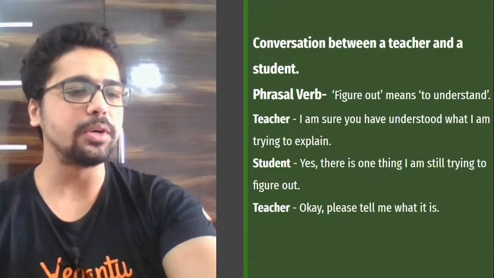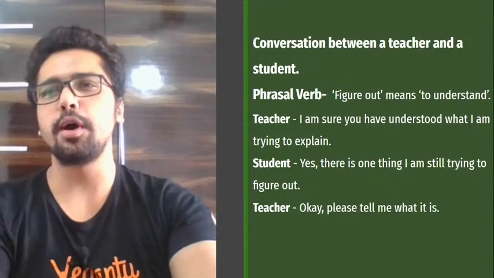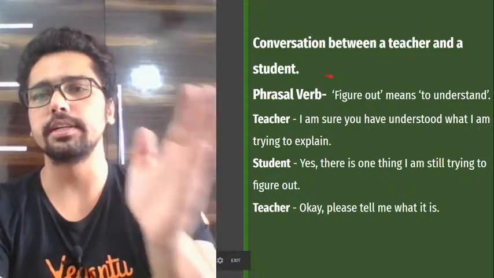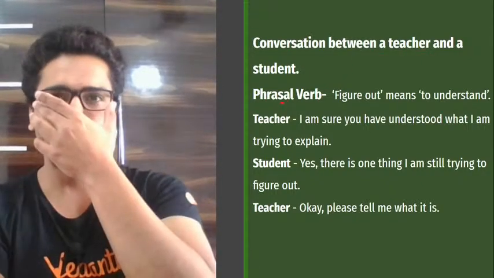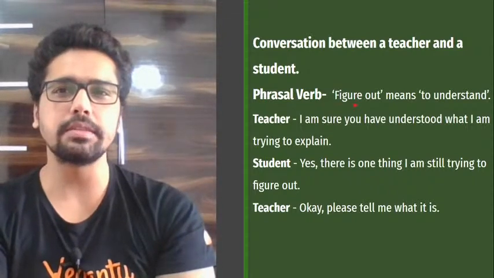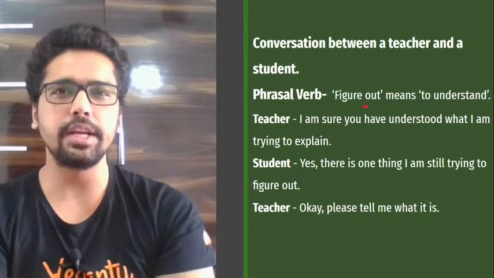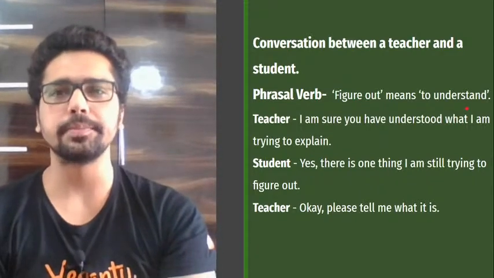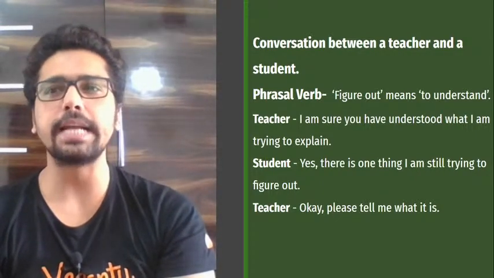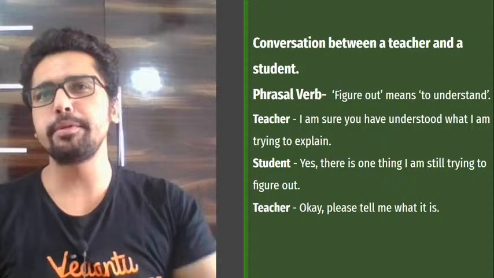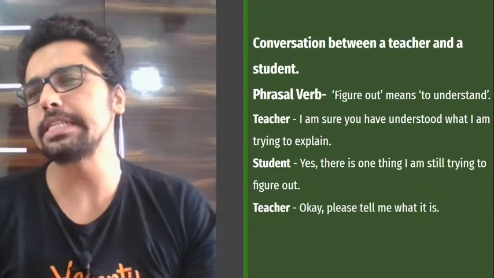All right. So let's look at this here. When I say there is a conversation between a teacher and a student, let's take an example of this here. A conversation between a teacher and a student. So the phrasal verb we are using here is figure out. Figure out something. That means to understand. Figure out as in to understand. When I'm trying to figure out something, it means I'm trying to understand something.